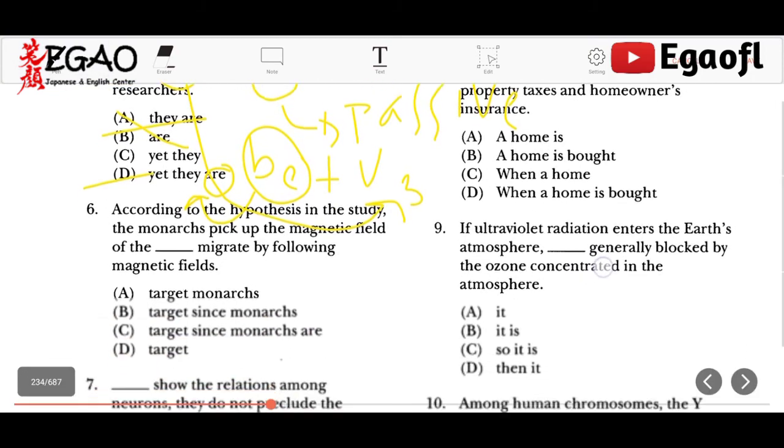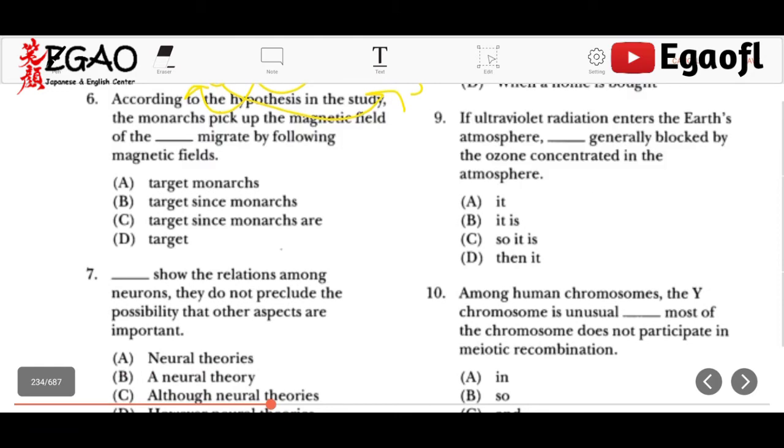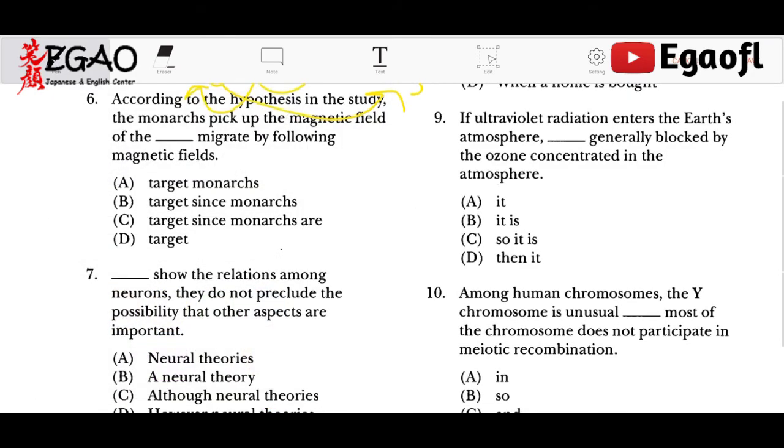Now let's move to number 6. According to the hypothesis in this study, the monarchs pick up the magnetic field of the space created by the following magnetic field. Okay, "the monarchs pick" here is the subject and also the verb. Okay, and this is the space. We need to know what it is about.